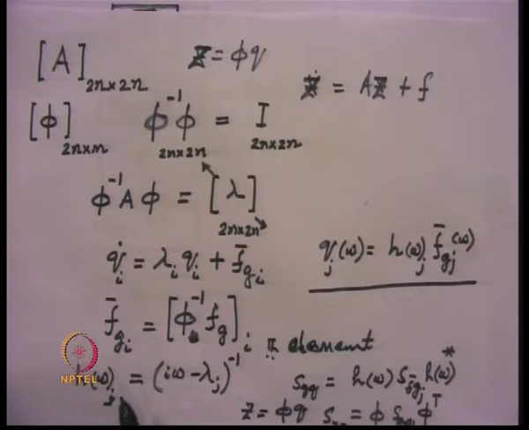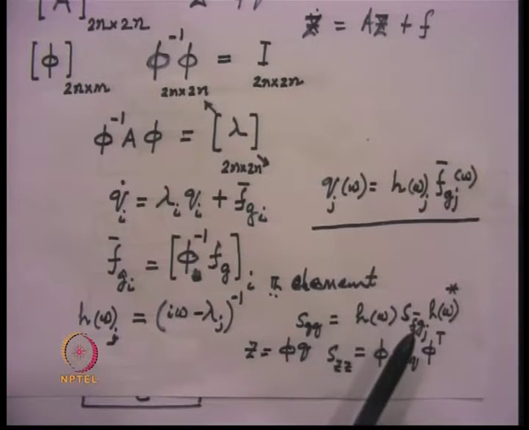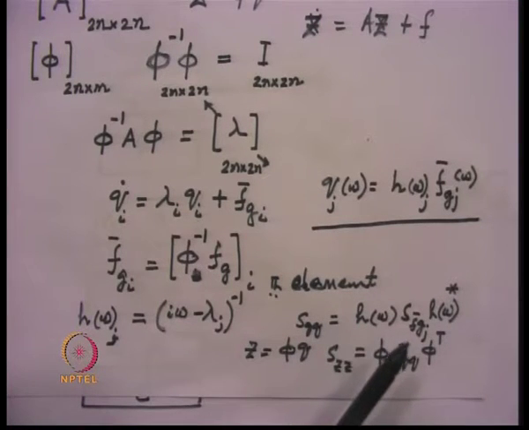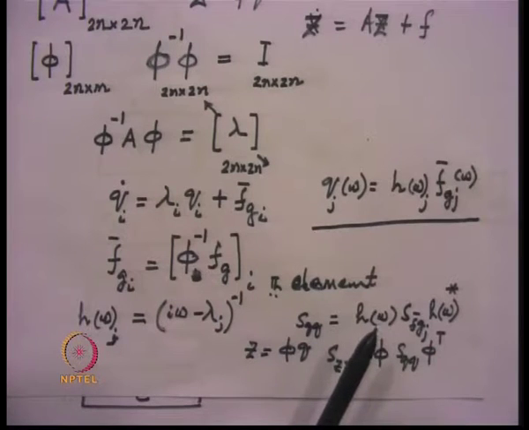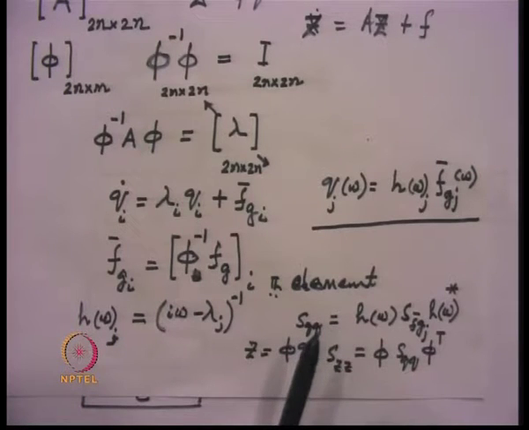So, we know H(jω), in other words the frequency response function for any mode, and once we know that, then we can use, simply for a single degree of freedom equation, the power spectral density function relationship between the response and the excitation, that is S_QQ is equal to H(ω) S_F̄ G_j into H*(ω). This H(ω) is for the jth mode.